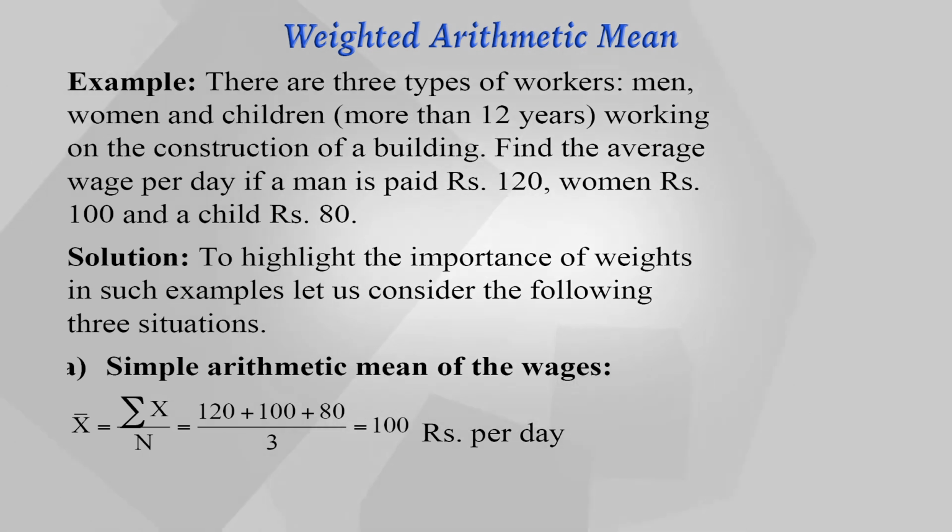First situation, where the simple arithmetic mean of the wages is calculated. That is the sum of all the wages divided by the total number of wage types. So, the sum of wages is 120 plus 100 plus 80, divided by 3. The average wage per day is 100 rupees, that is the simple arithmetic mean here.